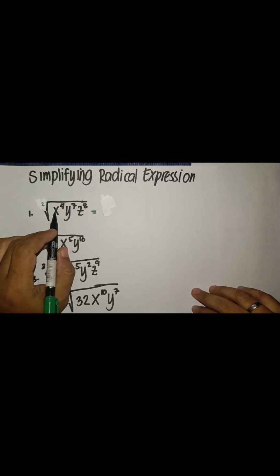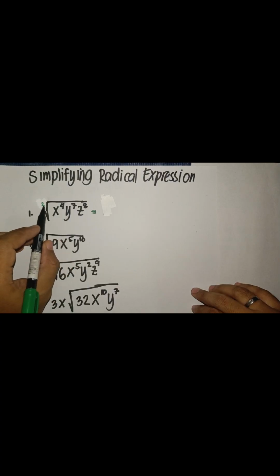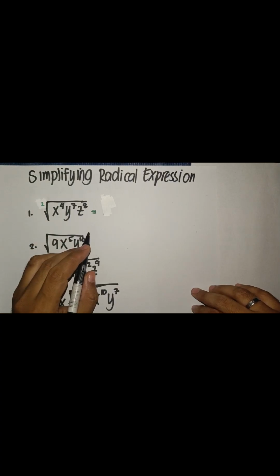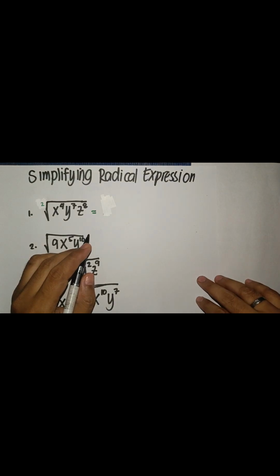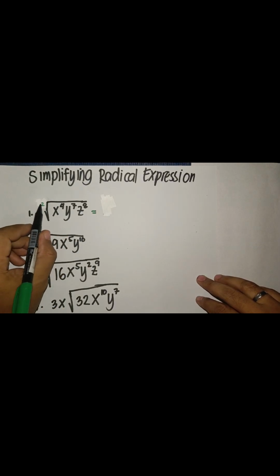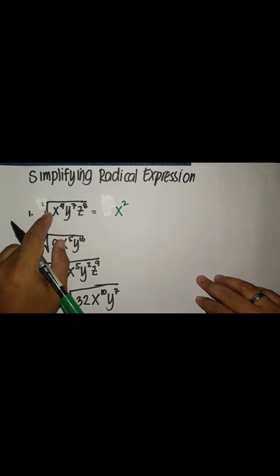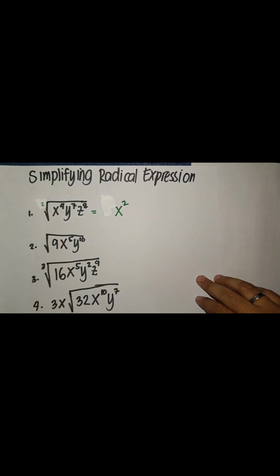For example, x to the exponent of 4. 4 divided by 2 is 2, remainder 0. Meaning to say, x to the exponent of 2 will be written outside the radical symbol, or it will become the coefficient of the radical. Again, 4 divided by 2 is 2, meaning x squared, remainder 0. Meaning to say, there is no variable x that will remain inside the radical symbol.